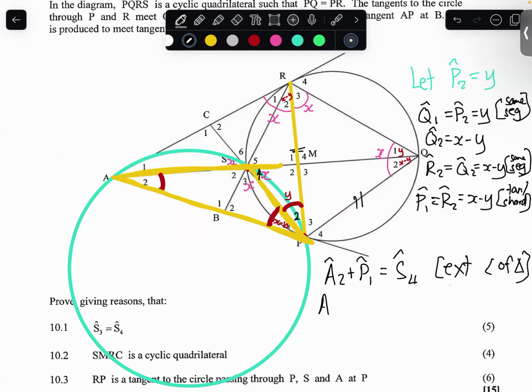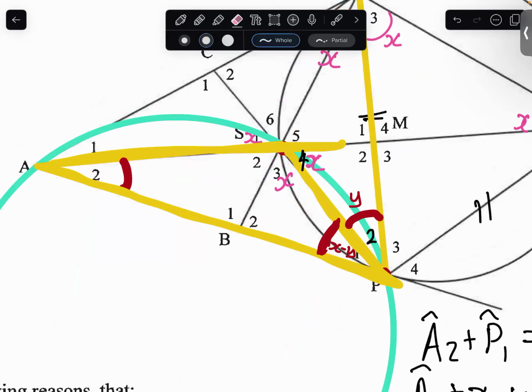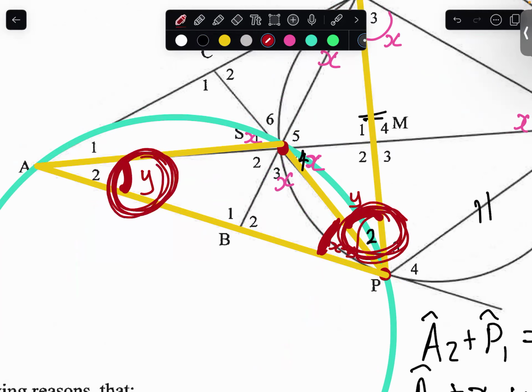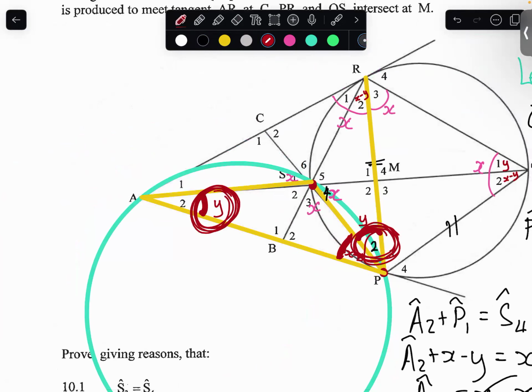And so A2 is what I'm looking for. P1 is X minus Y, is equal to S4, which is X. And so I'm going to take both over. It's going to give me A2 is equal to X minus X plus Y. That cancels. A2 is equal to Y. And remember, that's what I was trying to prove the entire time. I was trying to prove the entire time that A2 is Y, because then that means that P2 and A2 are equal, and that's the angle between a tangent and a chord is equal to the angle that the chord subtends in the opposite segment, which makes RP a tangent.